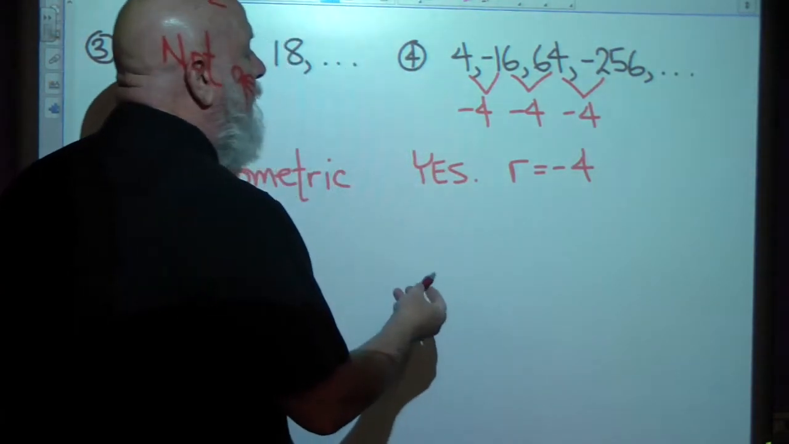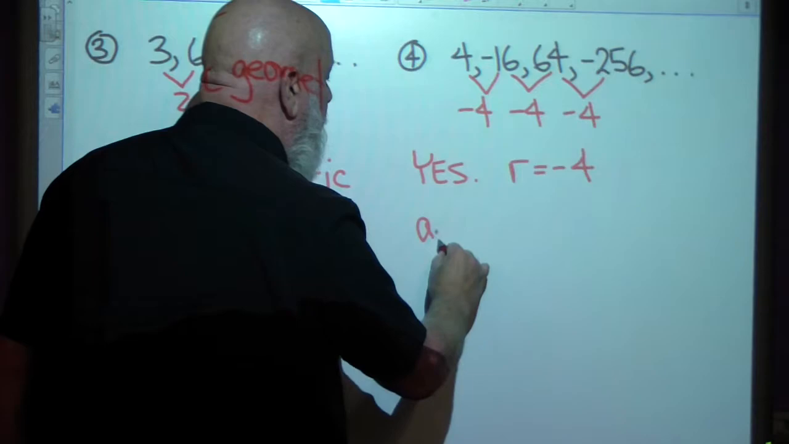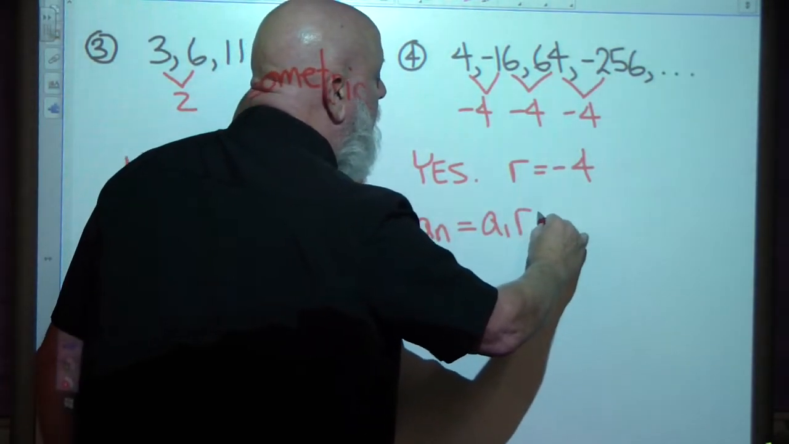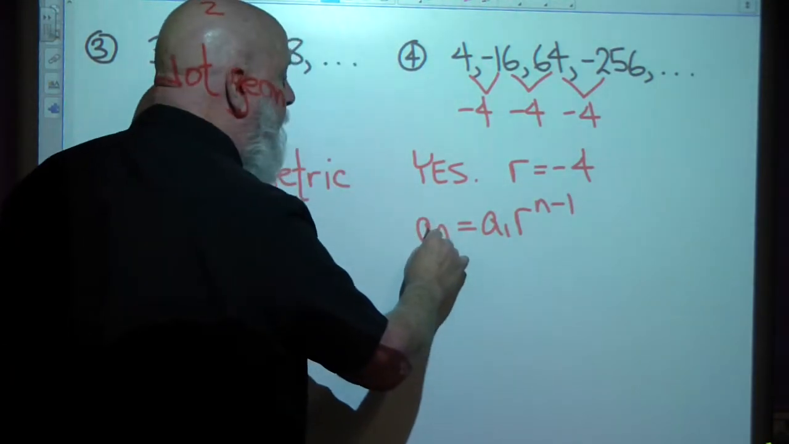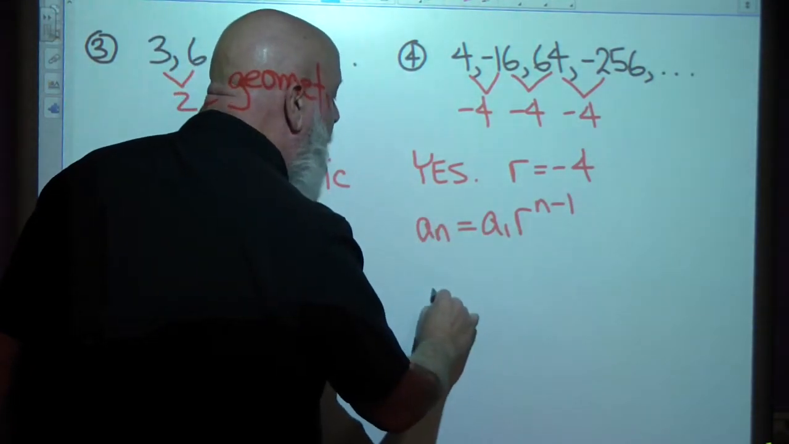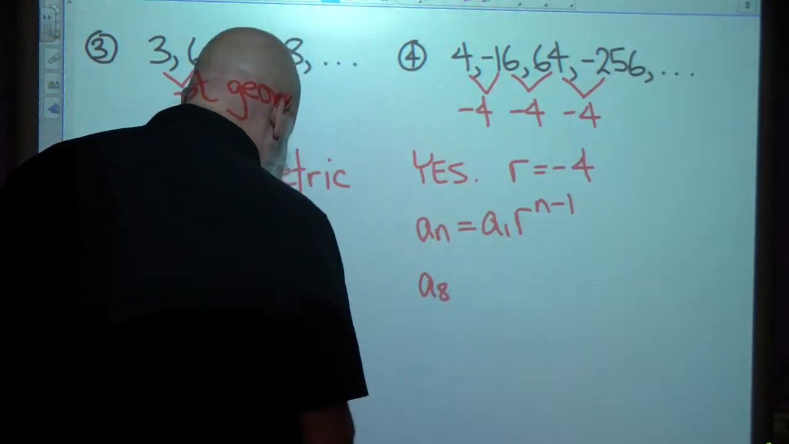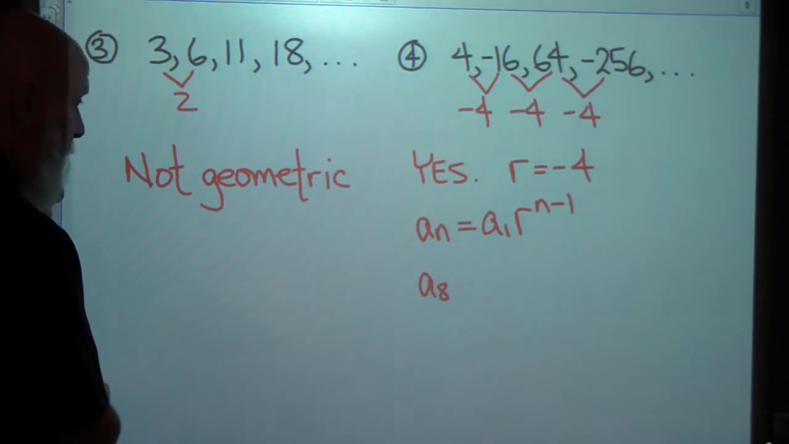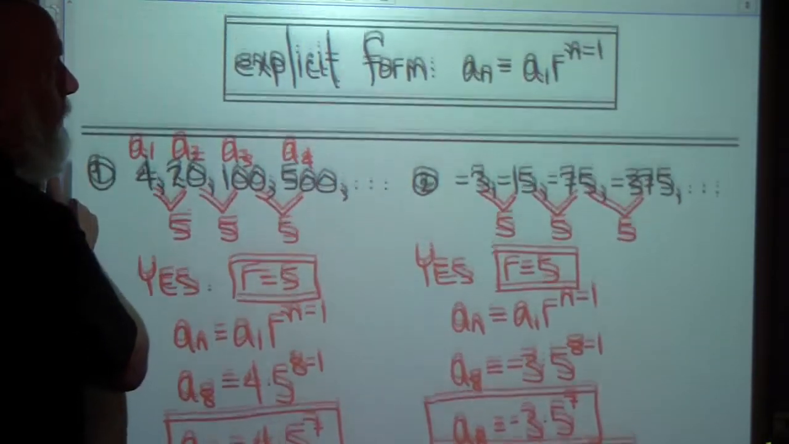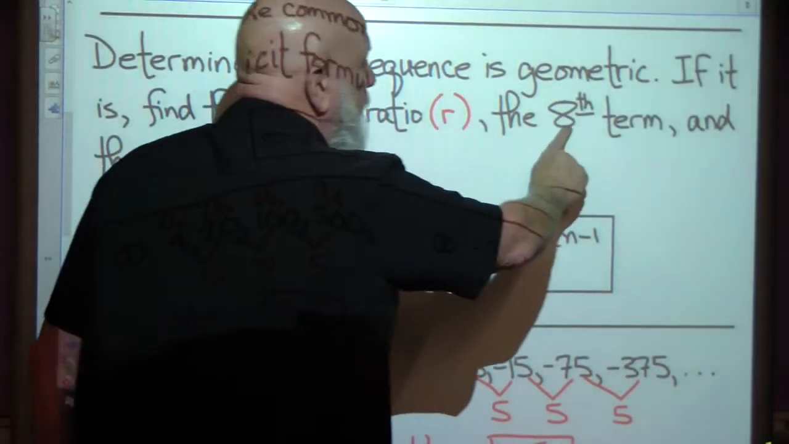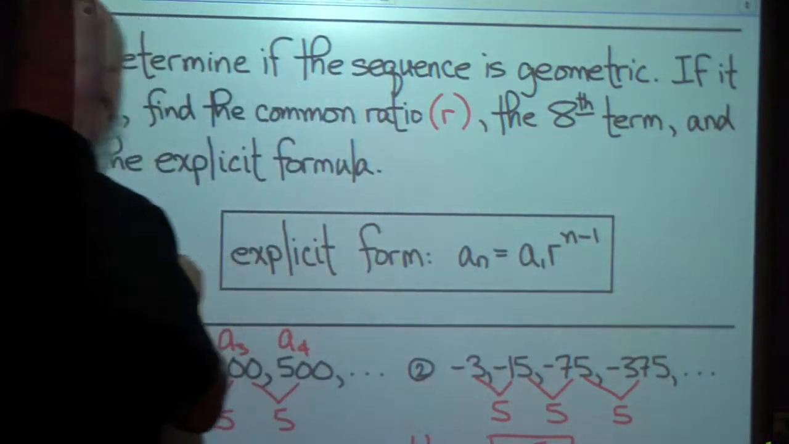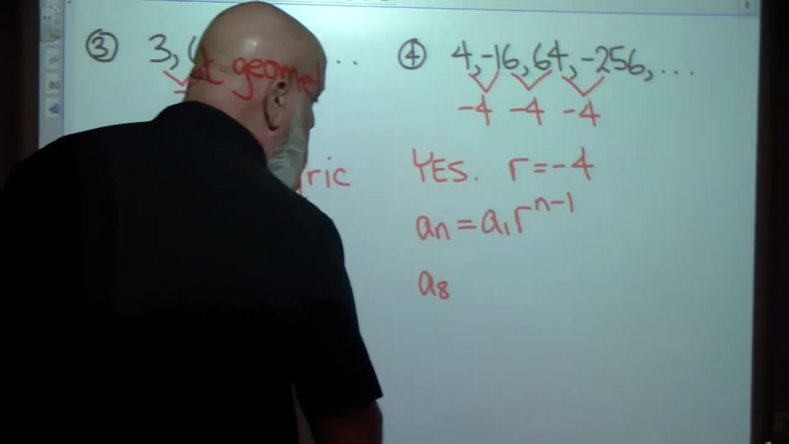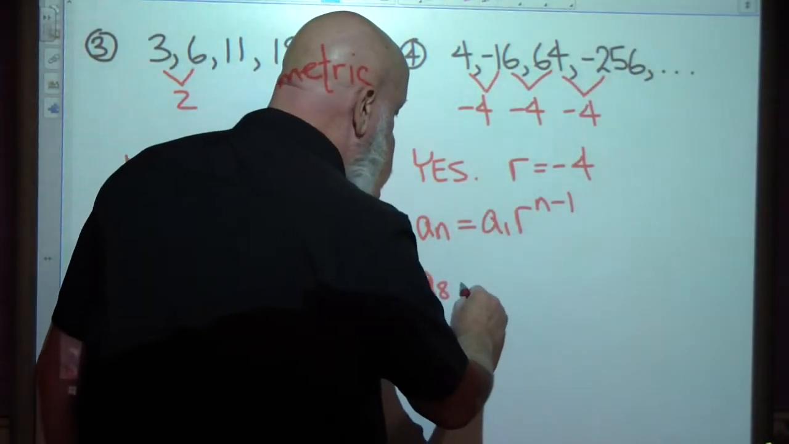Now I'm going to find my explicit formula using the general case. A sub n will be, again, I'm looking for the 8th term because that's what my instructions said. And again, it may not ask you for the eighth term on the worksheet, I'm sorry, I can't speak this morning. They may ask you for a 10th term or a 20th term or whatever. I'm looking for the eighth term.